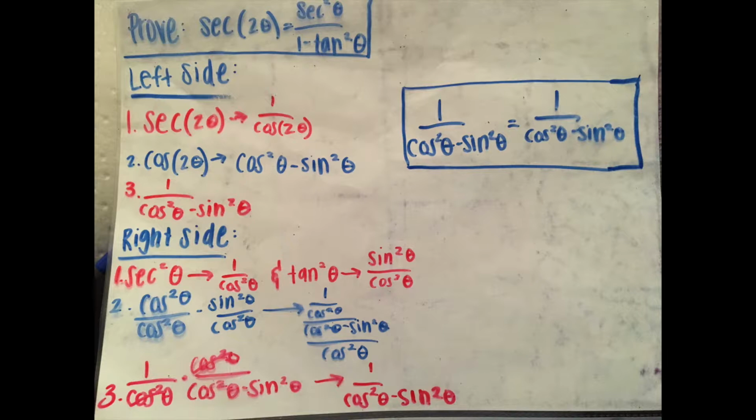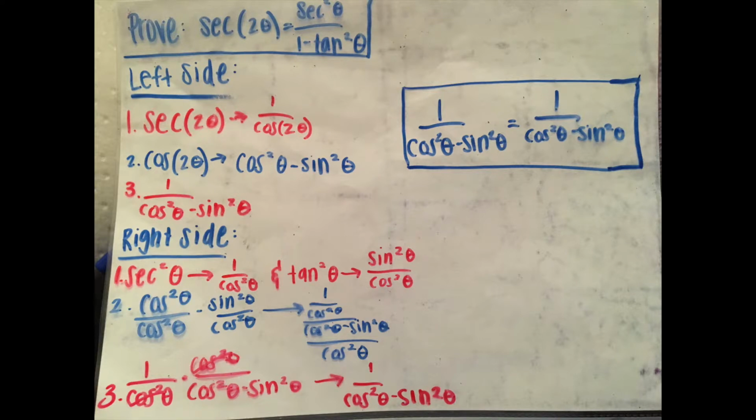The first thing I did is I replaced secant 2 theta with 1 divided by cosine 2 theta because the two are reciprocals of each other. Next, using the identity cosine 2 theta is equal to cosine squared theta minus sine squared theta, I was able to replace the cosine 2 theta in the denominator. The left side of my identity ended up simplifying to 1 divided by cosine squared theta minus sine squared theta. So at this point, the left side of my identity was fully simplified.